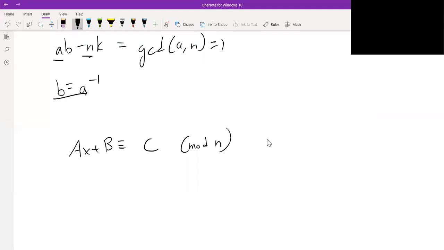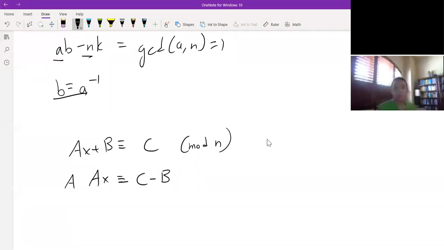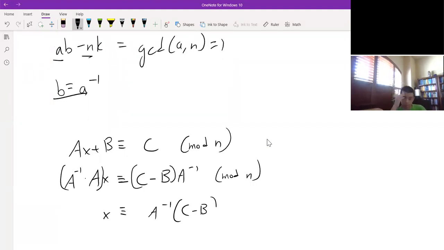So we can actually solve this if a and n are relatively prime, because we have that ax is congruent to c minus b. And if we multiply each side by the inverse, a to the minus 1, then we have, because a to the minus 1 times a is congruent to 1 mod n by the definition of an inverse, that x is going to be congruent to a to the minus 1 times c minus b mod n. So we're actually able to solve any given linear congruence as long as the coefficient of x is relatively prime to whatever our modulo is.